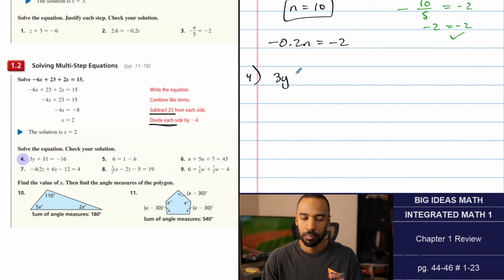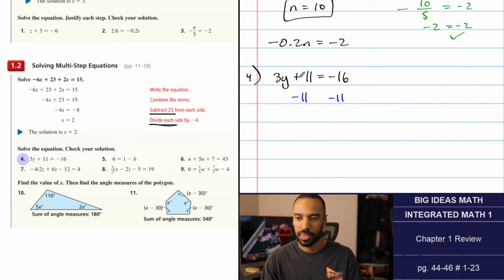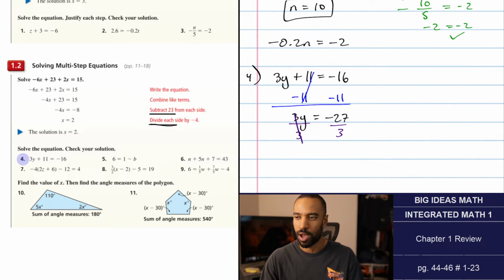3y plus 11 equals -16. We're going to subtract 11 from both sides of this equation, as, by the way, the left and right side are completely simplified. If we subtract 11 from both sides, that's one step down. We have 3y on this side and -27 on this side. Then I can divide both sides by 3.